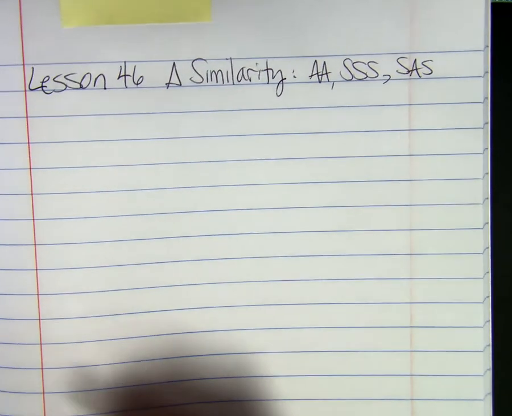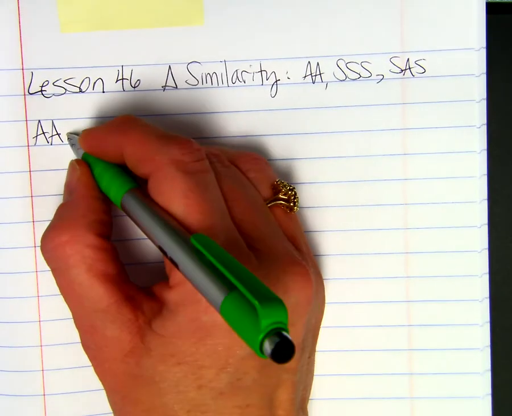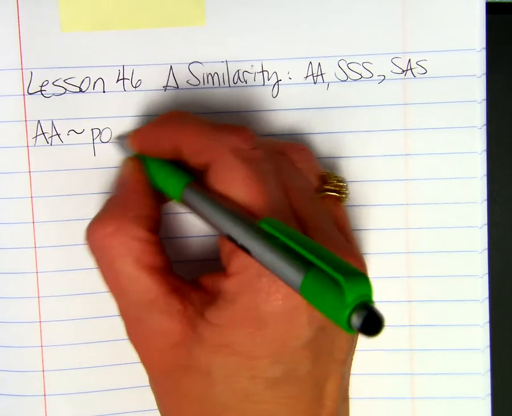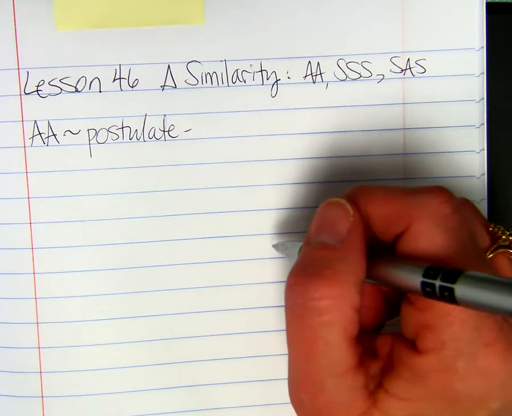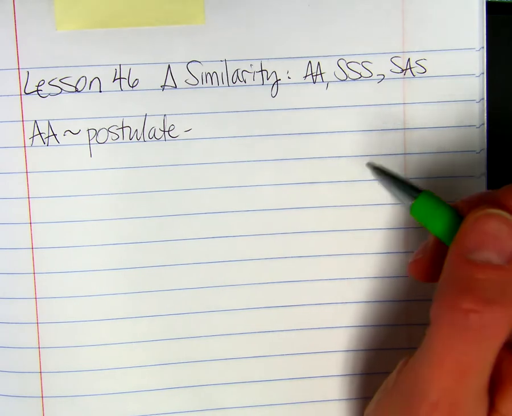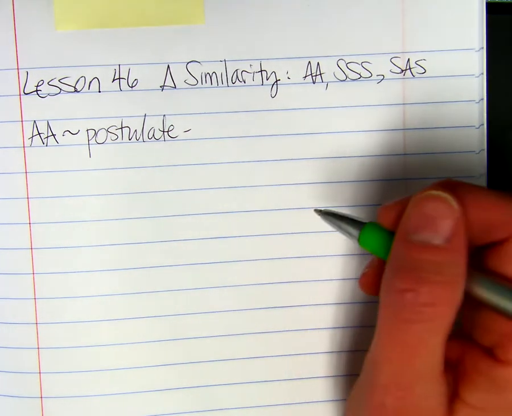So the AA similarity postulate, and I use the little similarity symbol so we don't have to write it out every time. That just says that if two angles of one triangle are congruent to two angles of another triangle, then the triangles are similar.